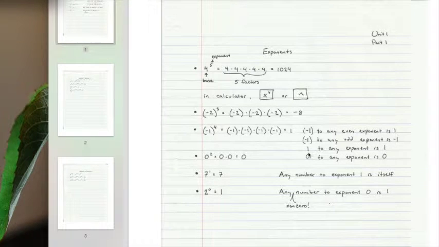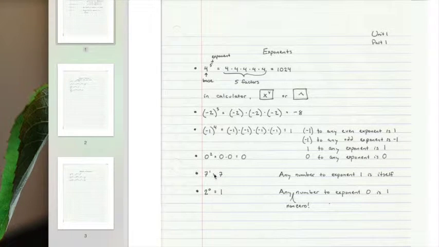Some other things to keep in mind: 1 to any exponent is 1 because 1 times itself, however many times you like, is always going to give you 1. And 0 to any exponent is also 0. You'll see here 0 squared, 0 times 0 is 0. There is one exception to this, and we will talk about that here in this last example.